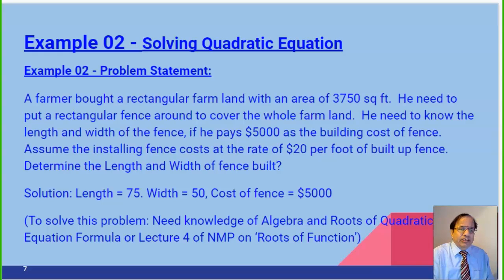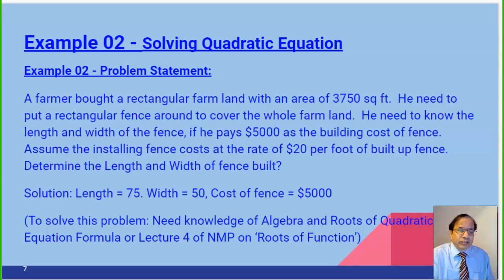Example 2 is for solving a quadratic equation. The problem statement is the following. A farmer bought a rectangular farmland with an area of 3,750 square feet. He needs to put a rectangular fence around to cover the whole farmland. He needs to know the length and width of the fence if he pays $5,000 as the building cost of the fence. Assuming that the installation fence cost is at the rate of $20 per foot of built-up fence, determine the length and width of the fence built.